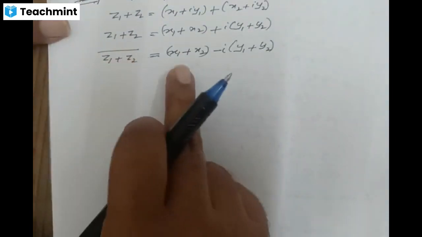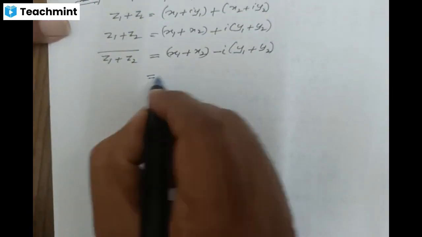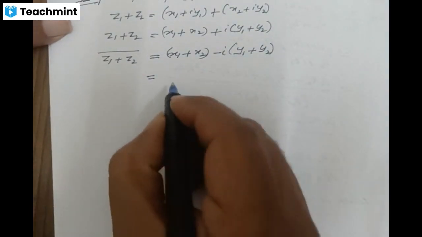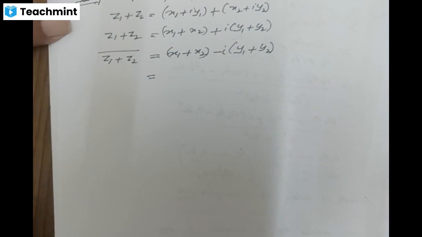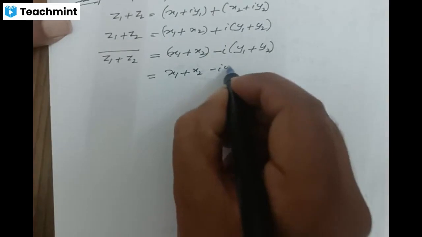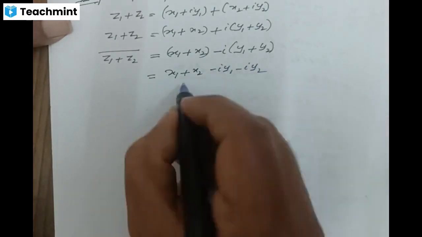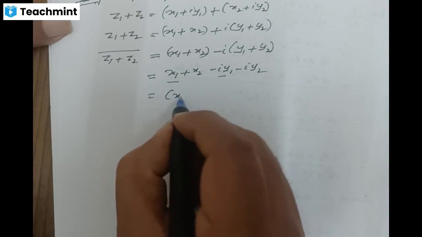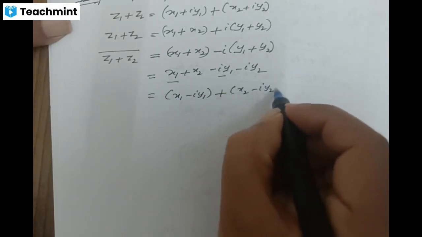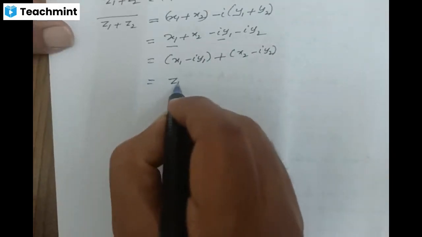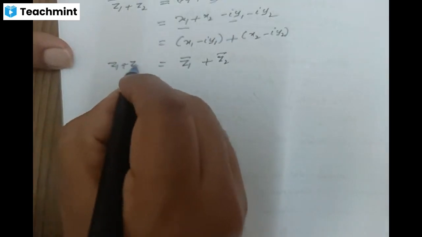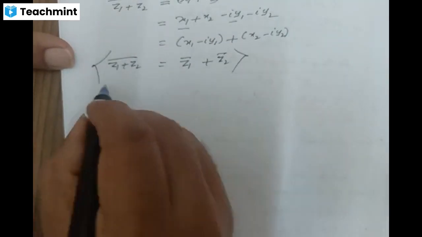Then I will show z1 bar plus z2 bar, which is equal to x1 plus x2 minus iy1 minus i into y2. Just I will club these two: x1 minus iy1 plus x2 minus i into y2. So this is nothing but z1 bar plus z2 bar. So we have to prove z1 plus z2 whole bar is z1 bar plus z2 bar.